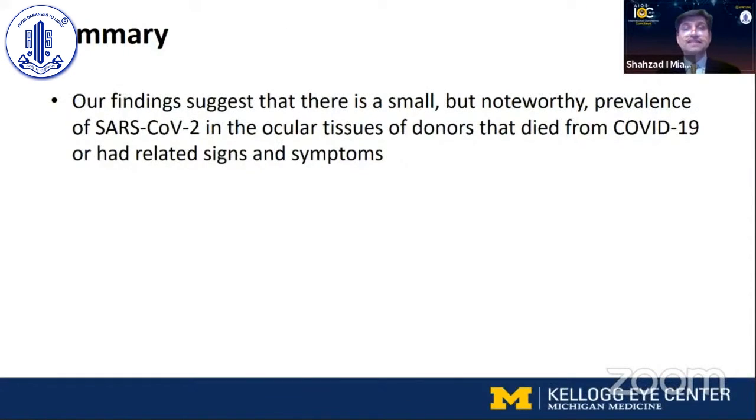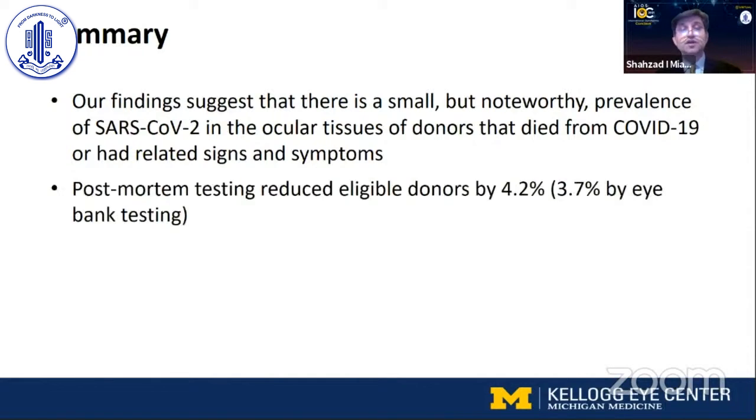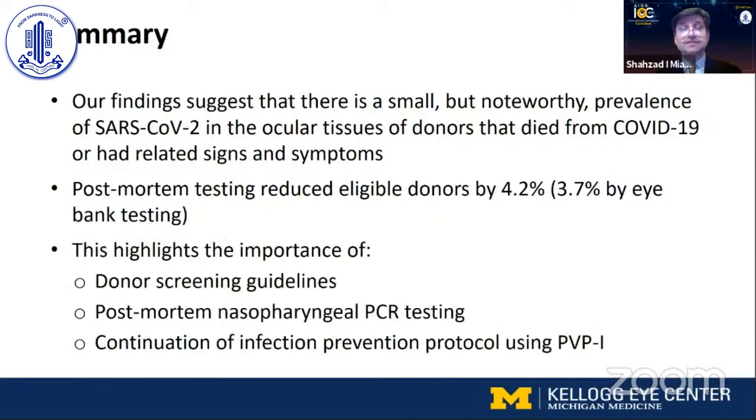In summary, our findings suggest that there is a small but noteworthy prevalence of SARS-CoV-2 in the ocular tissue of donors that died from COVID-19 or had related signs and symptoms. Post-mortem testing reduced eligible donors by about 4.2%, and of these, 3.7% were through the eye bank testing. This highlights the importance of donor screening guidelines as set forth by the EBAA and FDA and CDC.